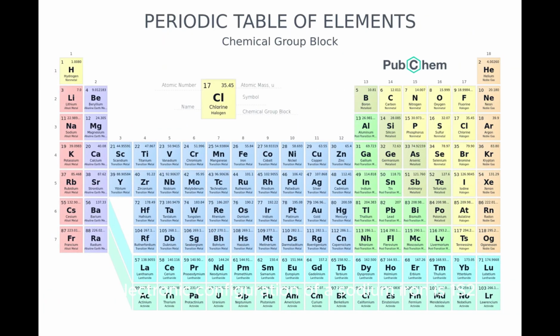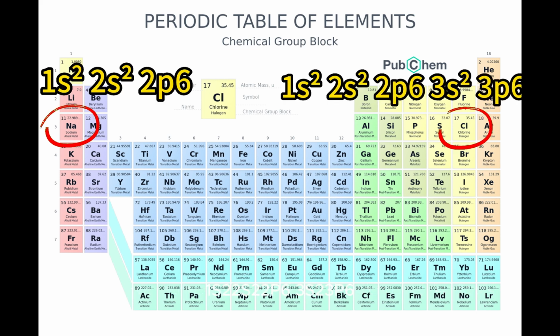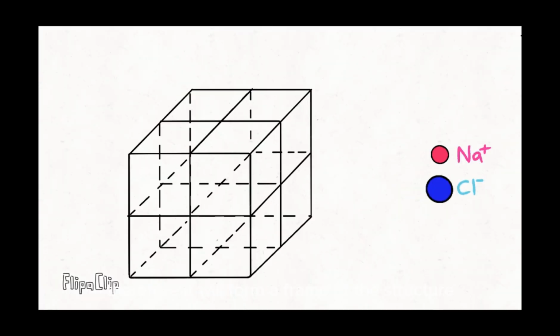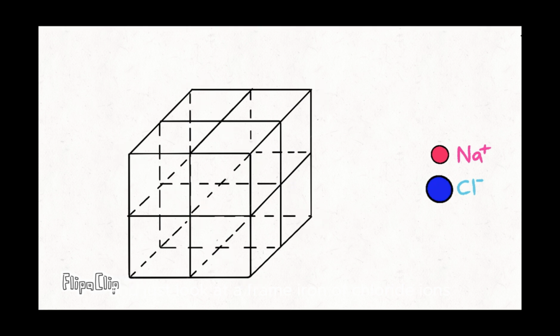The electronic configuration of a sodium ion is 1s2, 2s2, 2p6, while the electronic configuration of chloride ion is 1s2, 2s2, 2p6, 3s2, 3p6. The chloride ion has a higher energy level and more electron shells than the sodium ion. Hence, the chloride ion is larger than the sodium ion. Therefore, it will form the frame of the structure. Let's ignore the sodium ions and just look at the frame of chloride ions.